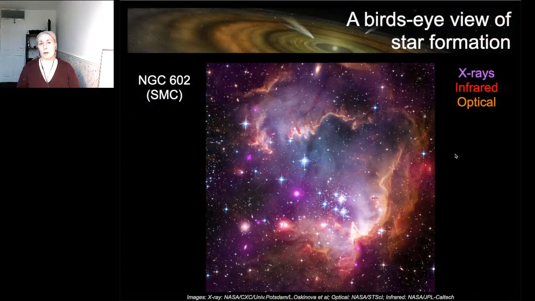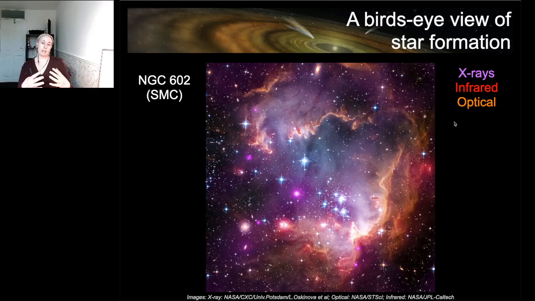So the first thing that's quite nice to do is to have a look at a multi-wavelength image of an active star forming region. And this star forming region, called NGC 602, is actually outside of our galaxy in a neighbouring galaxy called the Small Magellanic Cloud. And you're looking at a composite image here at 3 different wavelengths. So in the purple colour we have X-rays, in the red colour that you see here we have infrared, and then in the orange we have optical wavelength light.